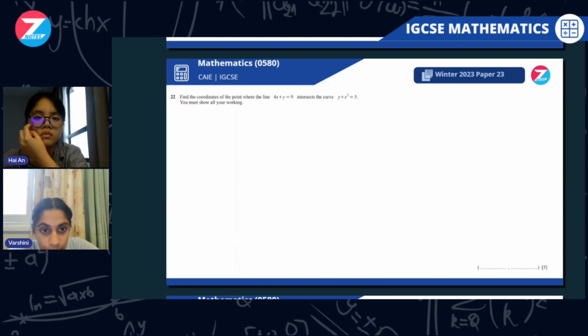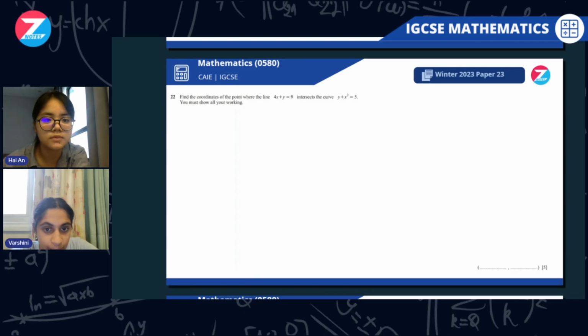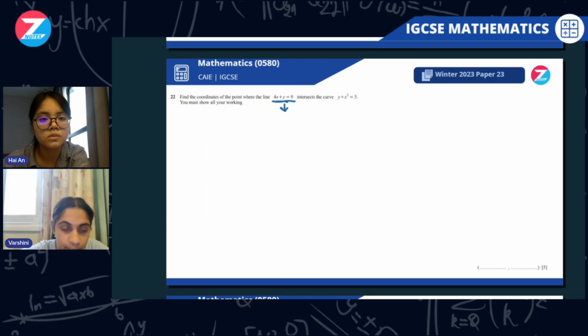Find the coordinates of the point where the line 4x plus y equals 9 intersects the curve y plus x squared equals 5. So how do we do this? All we need to do is make y the subject of both formulas. For the first, we move 4x to the other side and it becomes negative. So y equals 9 minus 4x.